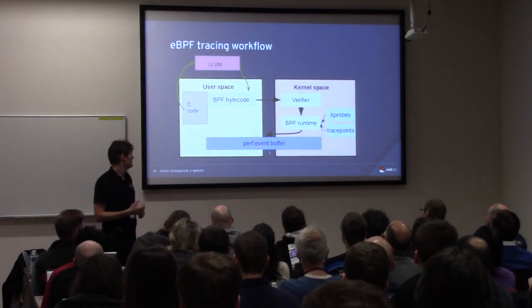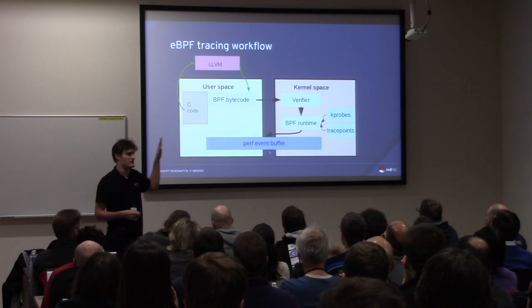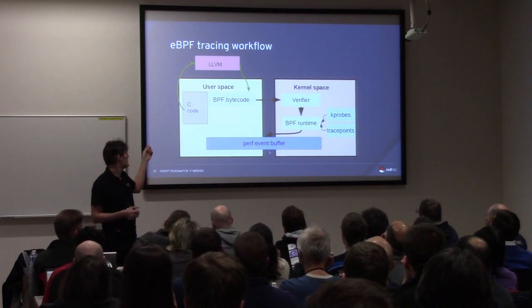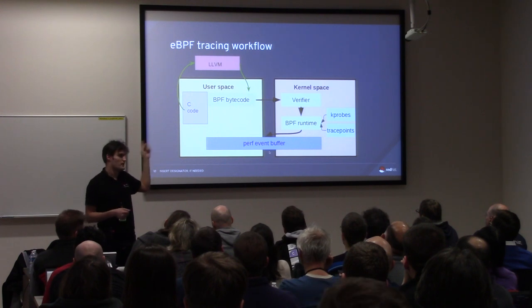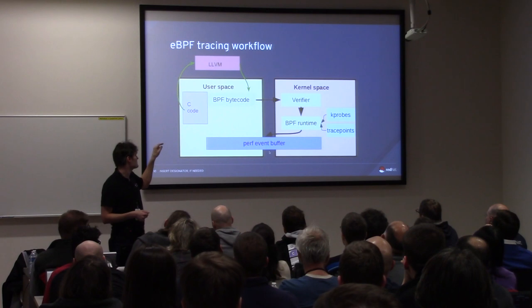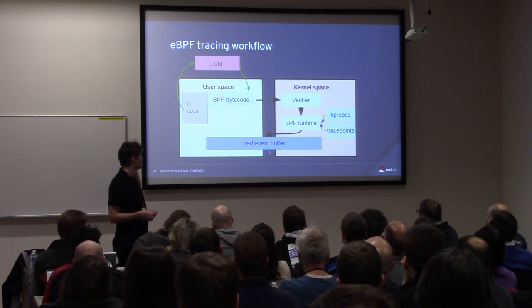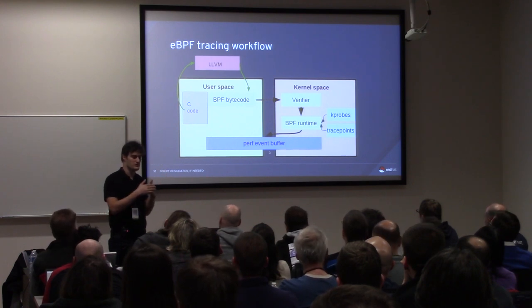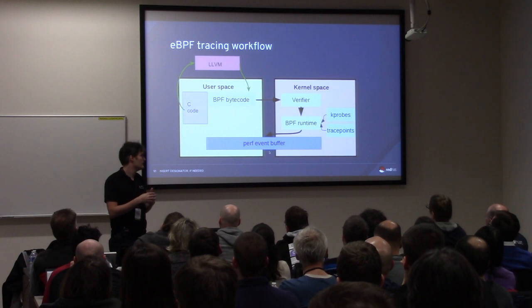So how does it look overall? On the left side, you have your userland application. You have your C code in that application. That is passed to the LLVM compiler. The LLVM compiler compiles the BPF bytecode. That bytecode from the userland application is passed through the bpf syscall to the kernel. There, a verifier runs, which makes sure that your bytecode is safe. It will always terminate.